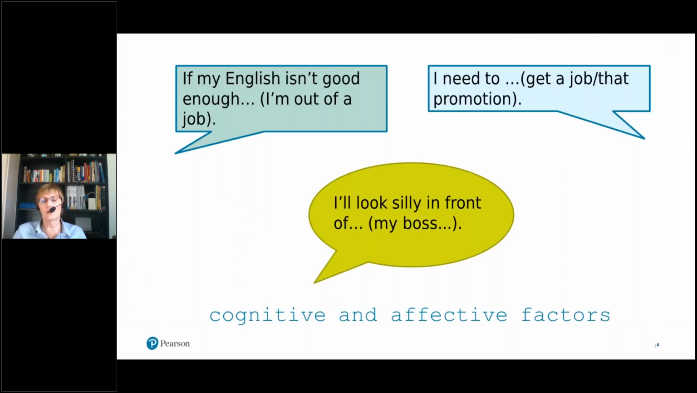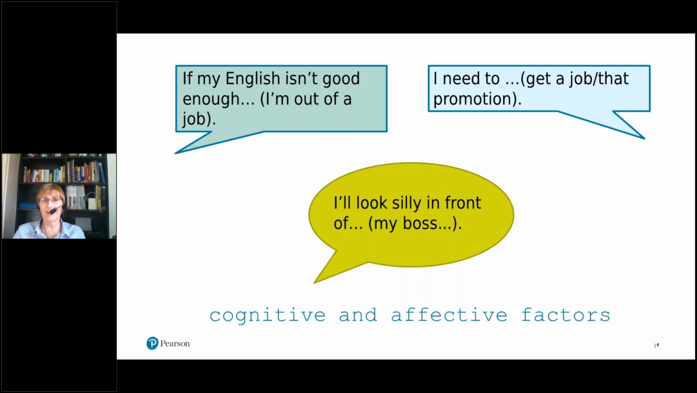What you find is all language learners have cognitive and affective factors. When I talk about cognitive factors, I'm talking about beliefs about the world. So things like you believe that if you can improve your English skills, you will get a better job, you'll get promotion, you'll progress more in your career. That's on one level. And then the affective factors are about your emotions, about how you feel about learning a language.